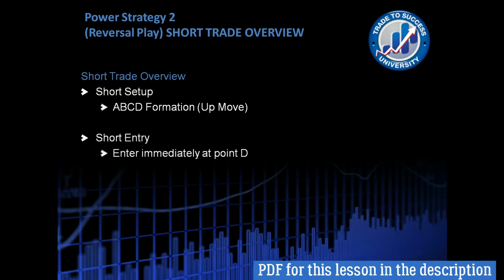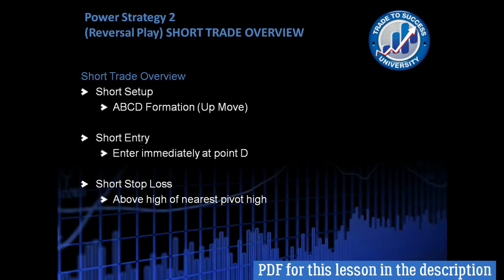The short entry will be entering immediately at point D for a short. And the short stop loss is above the high of the nearest pivot high. Remember, it cannot be too close, it cannot be too far. So you've got to be looking at a reasonable distance away from entry.